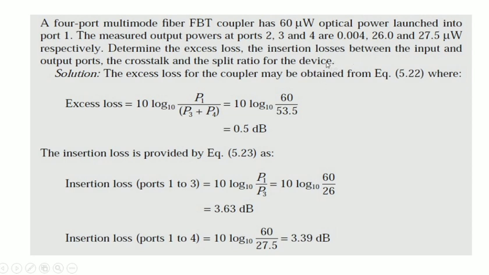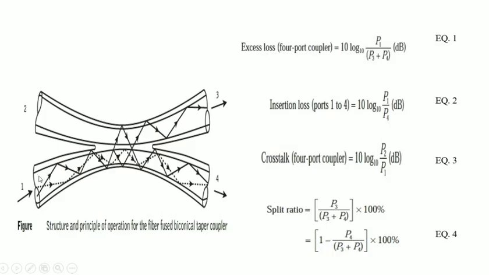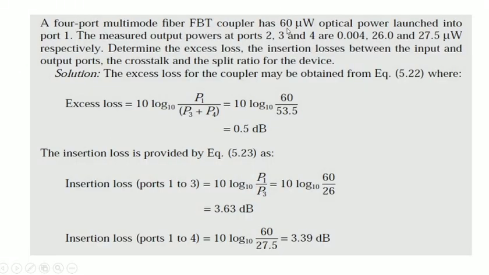So what is the given data? They have given 4 ports, the powers measured at the output ports, and the input power launched is 60 microwatt. Because in the diagram we are launching at port 1, the P1 power launched is 60 microwatt. The output power at port 2, the cross back power, will be 0.004. In port 3, the power measured is 26. In port 4, the power measured is 27.5 microwatt. This is the given data.